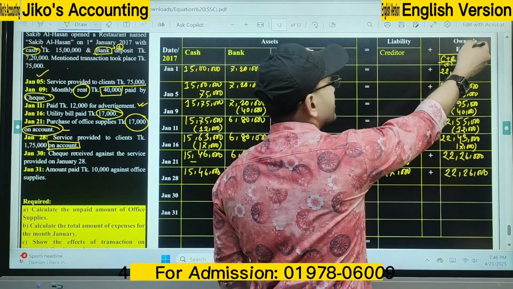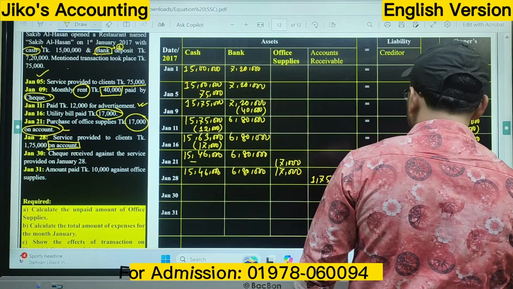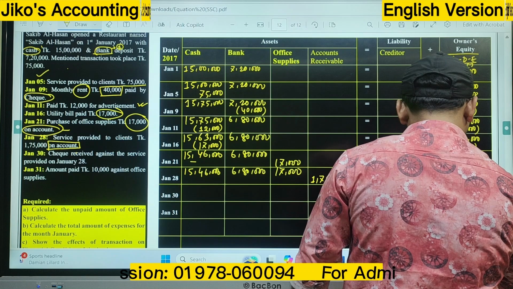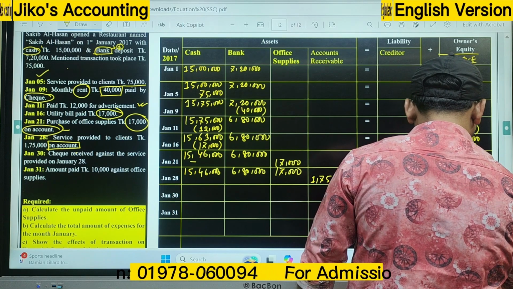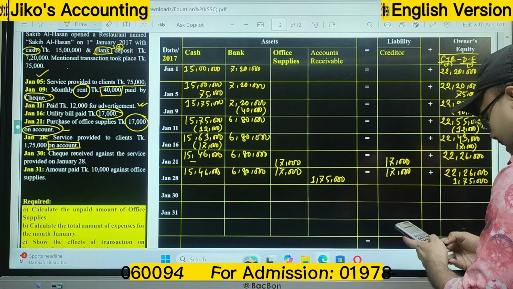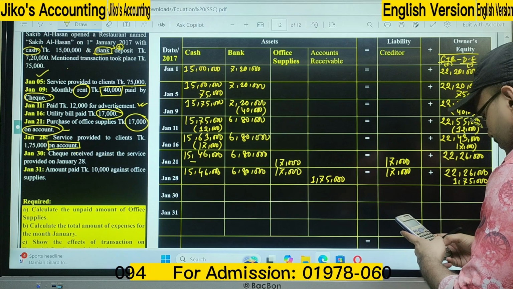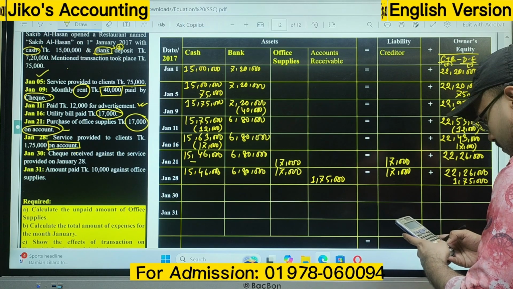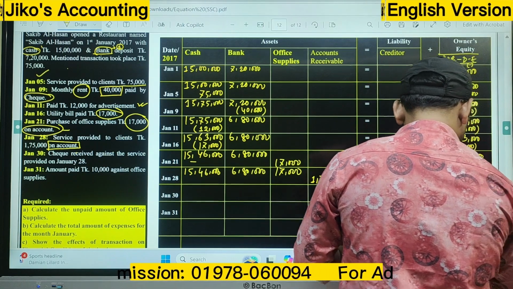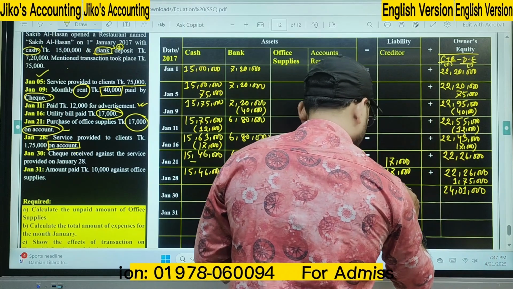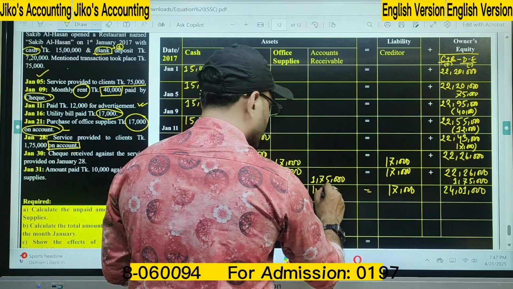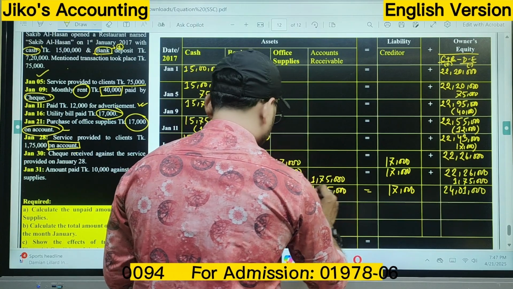That indicates the increment of the equity. Because the more service we provide to the clients, the more income would be generated this way. 1 lakh 75,000 taka. 22 lakh 26,000 plus 1 lakh 75,000. 24 lakh 1,000 is our total amount. Here is 17,000. That means in total 24 lakh 18,000. Okay, sir.